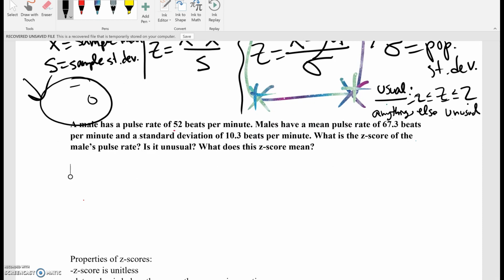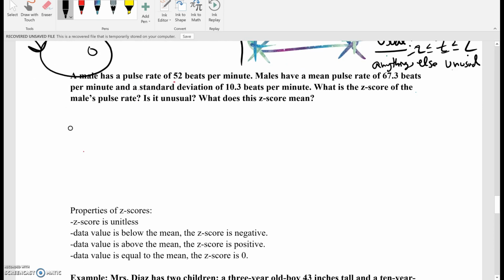Okay, so let's do this problem to better understand z-scores. A male has a pulse rate of 52 beats per minute. Males have a mean pulse rate of 67.3 beats per minute and a standard deviation of 10.3 beats per minute. So what is the z-score of a male's pulse rate? Okay, so let's start off with that one. What is the z-score of the male's pulse rate?